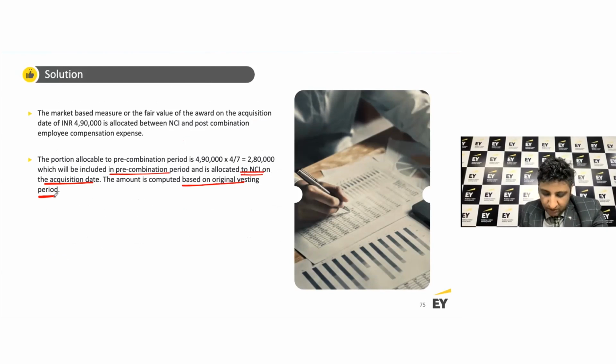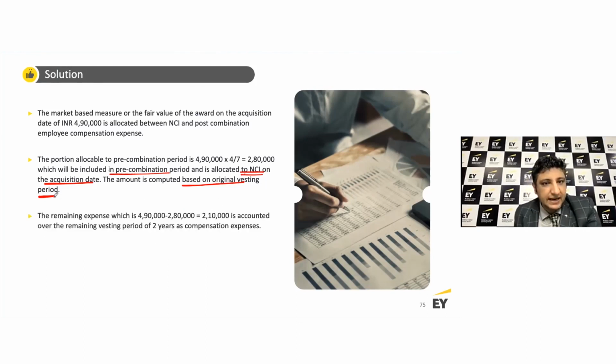If it were, on the other hand, a part of a replacement award, what we discussed was it becomes a part of the purchase consideration. But since it is not a part of the replacement award, it becomes a part of the NCI, right? The remaining amount of 2,10,000 rupees becomes a part of your compensation expenses, as it was done in the earlier cases also. Okay, so that's the only difference that you want to pick up in this context there.